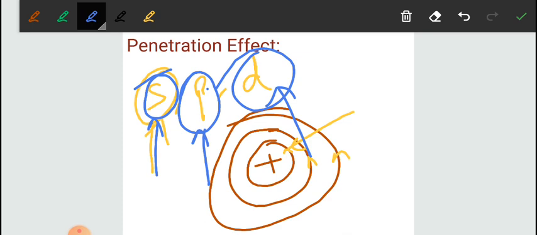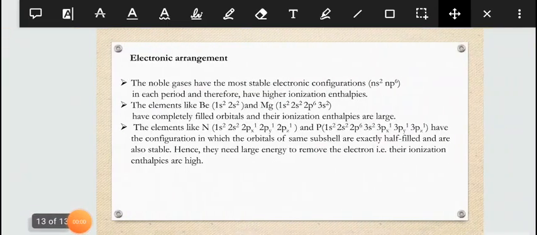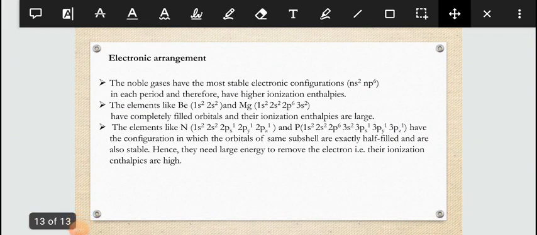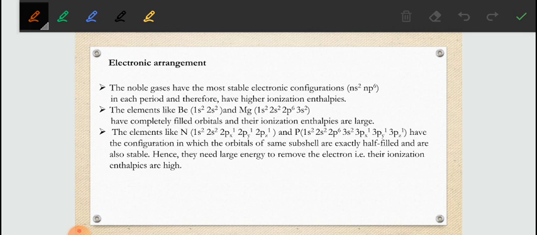So the s electron will have more penetration effect because it is very close to the nucleus. So you will need more energy to lose an s electron as compared to p, d or f electrons. This is about the penetration effect. Next one is electronic arrangement. This electronic arrangement also plays a very important role. In the case of noble gases, we know their octet is already completed.